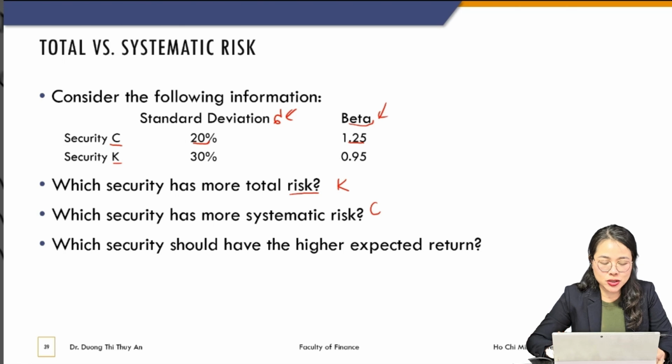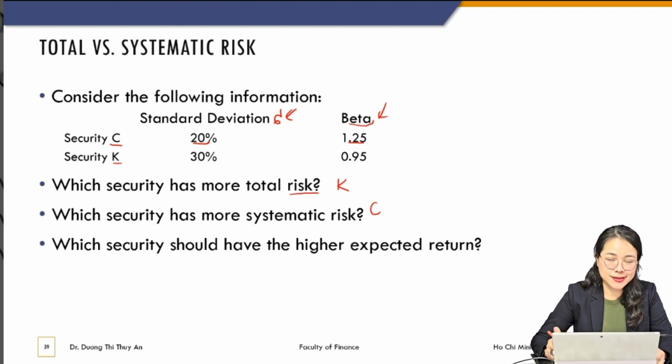And now is the tricky question. Which security should have the higher expected return, C or K? Remember, return is the reward for bearing risk, and only for bearing the systematic risk. So C has higher systematic risk, so C should have the higher expected return.